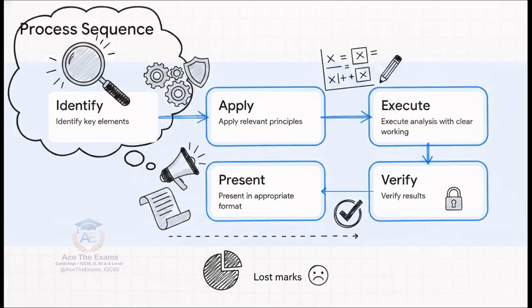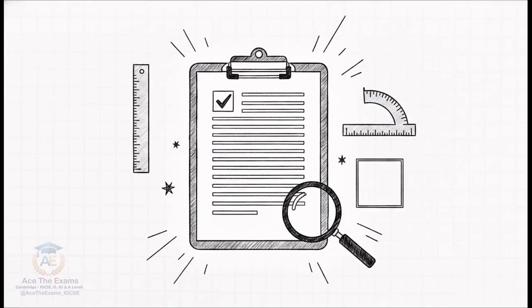If you skip these steps, you leave massive points on the table, even if your final conclusion that they need encryption is technically correct. What's really interesting about these requirements is how strictly examiners enforce presentation conventions to award maximum points. We're talking about proper headings, correct terminology, appropriate formats, and clear annotations.